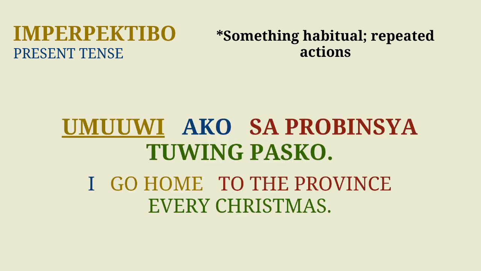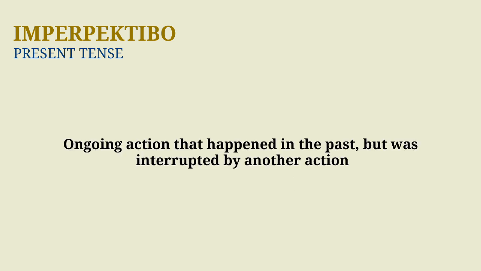Umuuwi ako sa probinsya tuwing Pasko. And on our third example, again, it's something habitual. So it's something that you do, an action that you do every Christmas. The fourth instance where you can use imperpektibo is when you are describing an ongoing action that happened in the past, especially if the action was interrupted by another action.